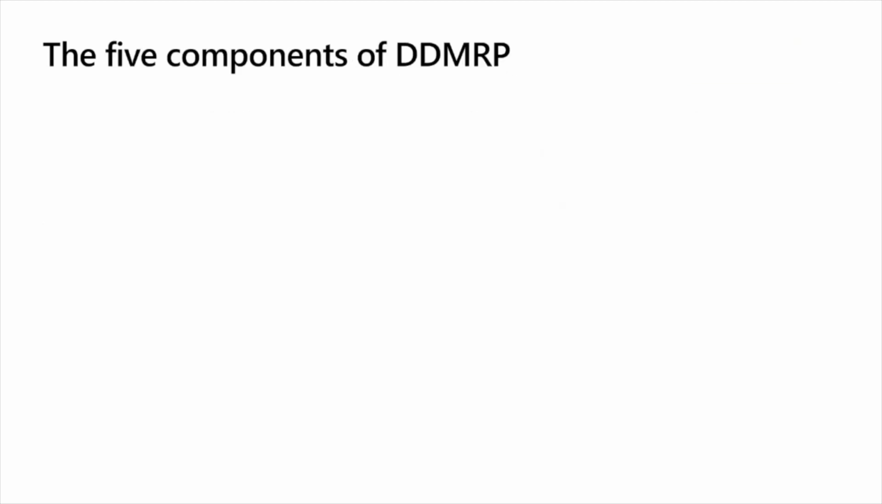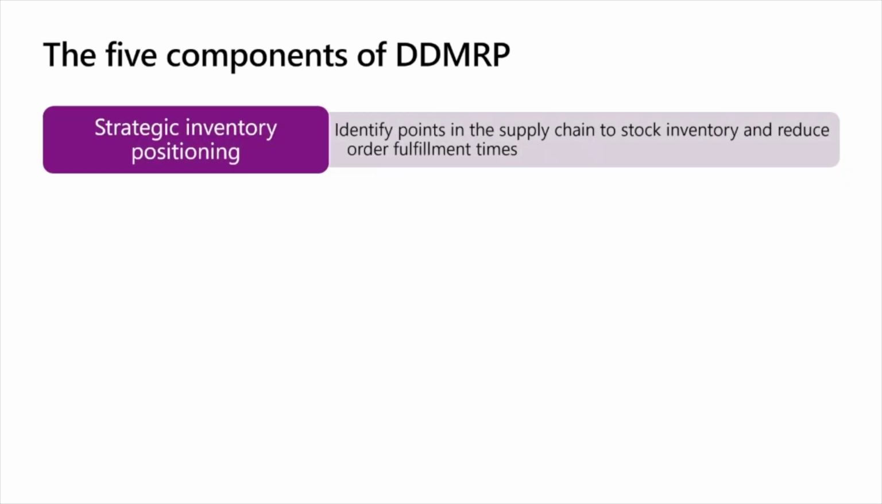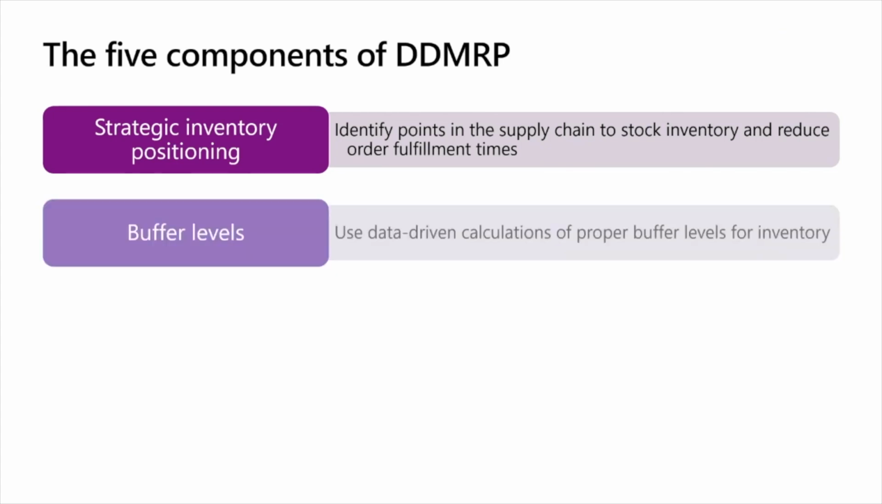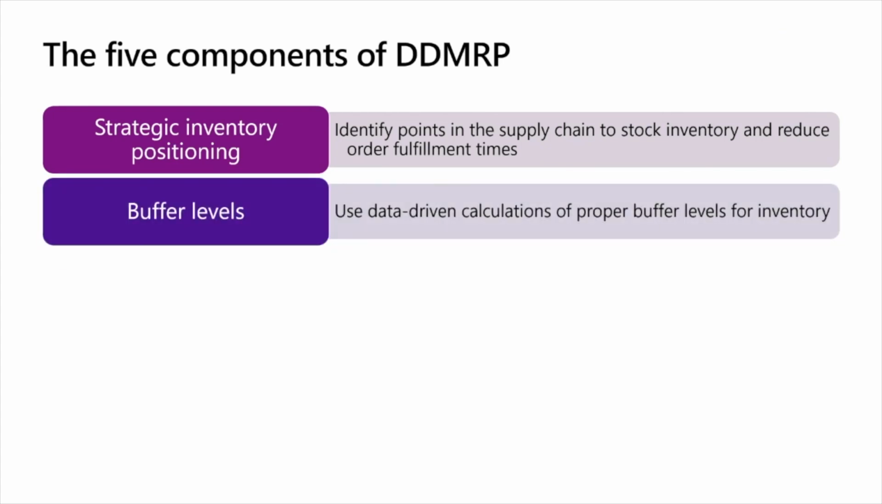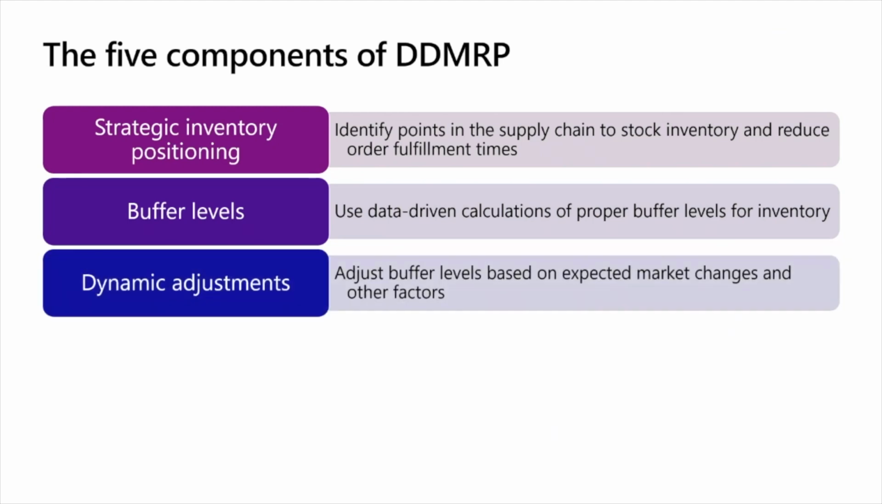Now let's see the 5 steps or processes of DDMRP. First one is strategic inventory positioning. It is where you will identify which points in your supply chain will be the decoupling points, where you will place stock buffers. Second is buffer levels. It is the process of calculating how much stock should be, which levels. Third is dynamic adjustments. It is where you adjust those buffer levels based on market changes or other factors.